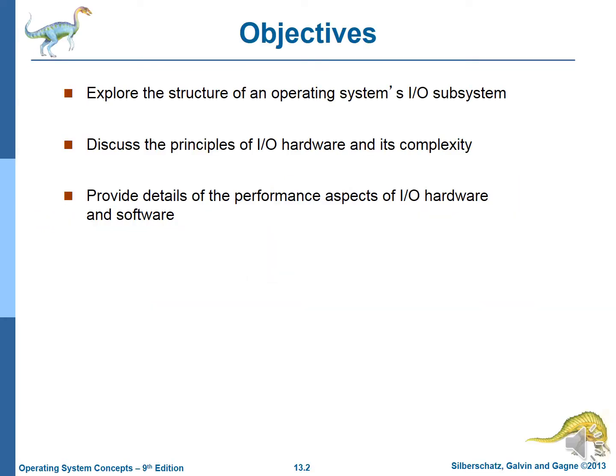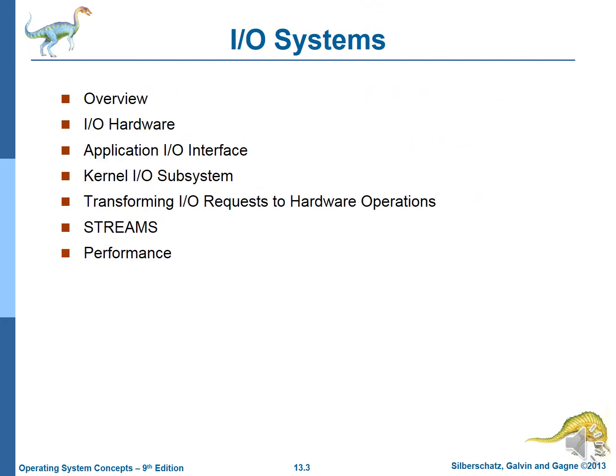So the objective is to explore input-output systems in operating systems. It explores the structures and objectives of the operating system IO subsystem, discusses the principles of IO hardware and its complexity, and provides the details of the performance aspects of IO hardware and software. The outline of my presentation is: overview of IO hardware, application IO interface, kernel IO subsystem, transforming IO to hardware.